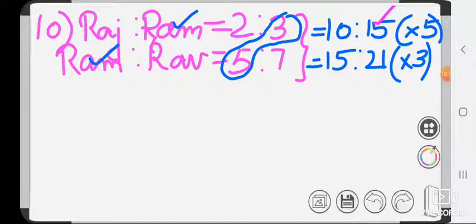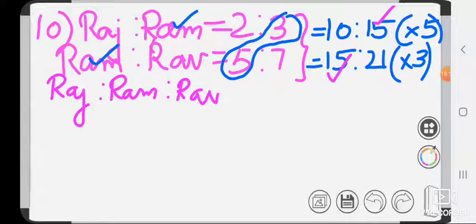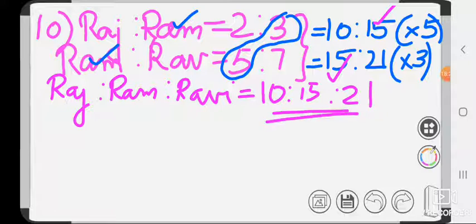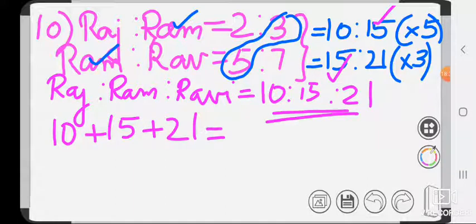Ramu's number is 15. Here in the second ratio also it becomes 15. So we can conclude that Raju's ratio is to Ramu's ratio is to Ravi's ratio, how can we write? 10 is to 15 is to 21. Clear? Now we got the ratios. Now we can find out the total ratio. What will be the total ratio? 10 plus 15 plus 21.